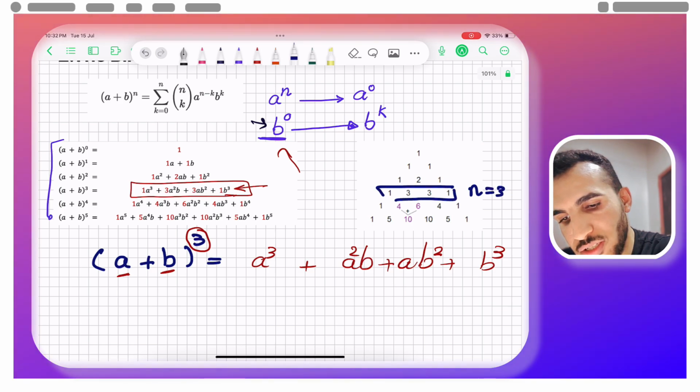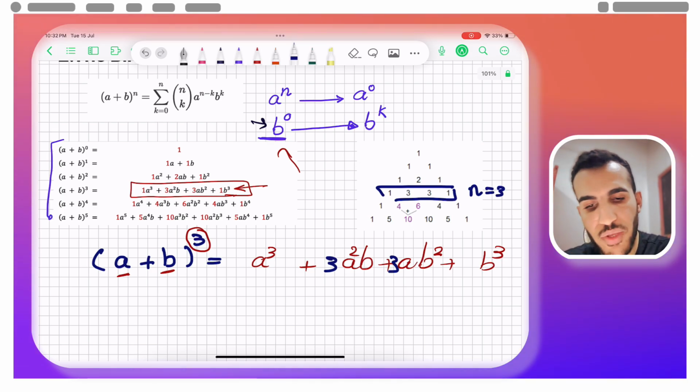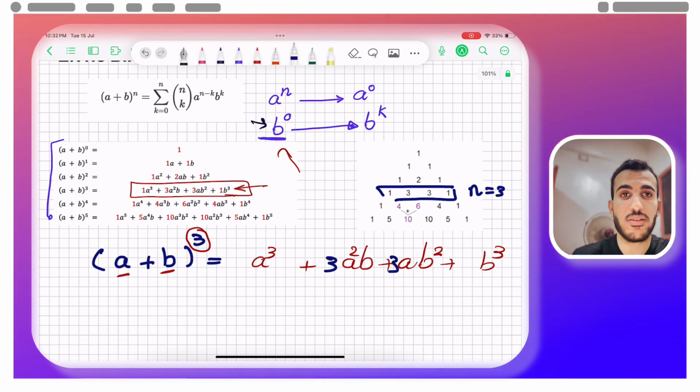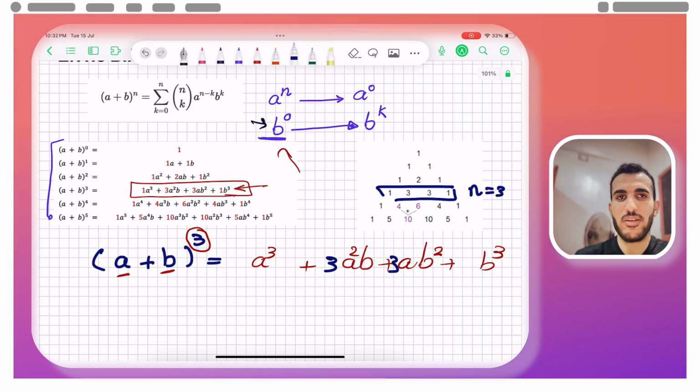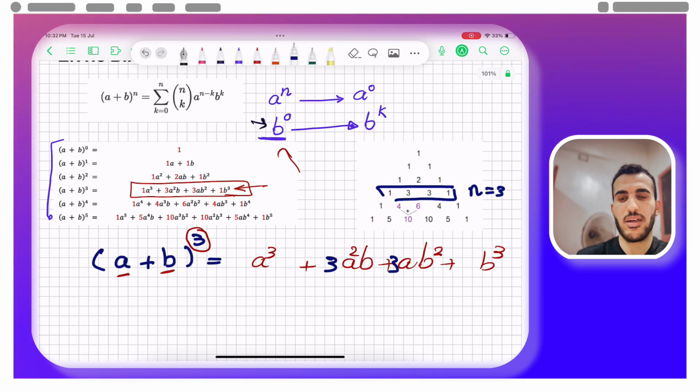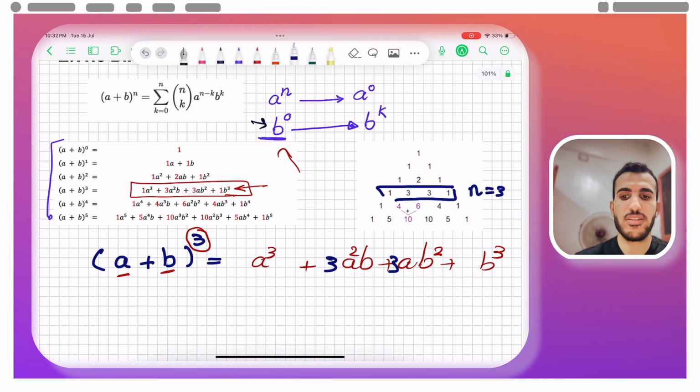This is the coefficient, so the first one will be 1, the second one will be 3, the third will be 3, and the last one will be 1, but we didn't write the coefficient when it is 1, okay? This is how we can expand the expression using the Pascal triangle, the coefficients, and look at the pattern that the exponent follows.